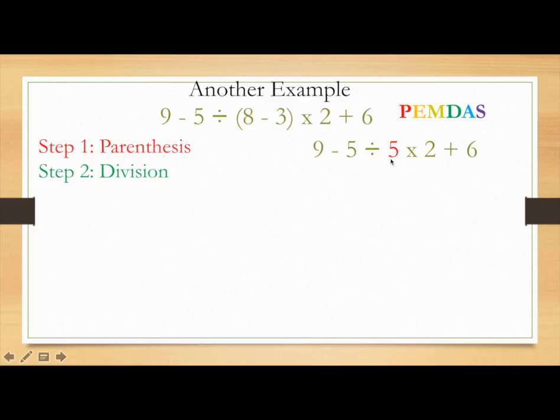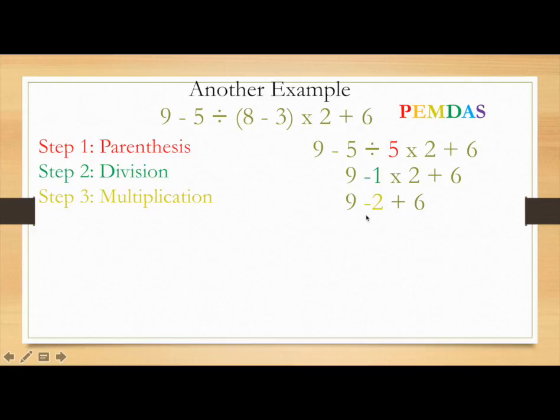Negative 5 divided by 5 is negative 1. Now we can move on to the multiplication. Negative 1 times 2 is negative 2. Now we can go on to the addition-subtraction section.